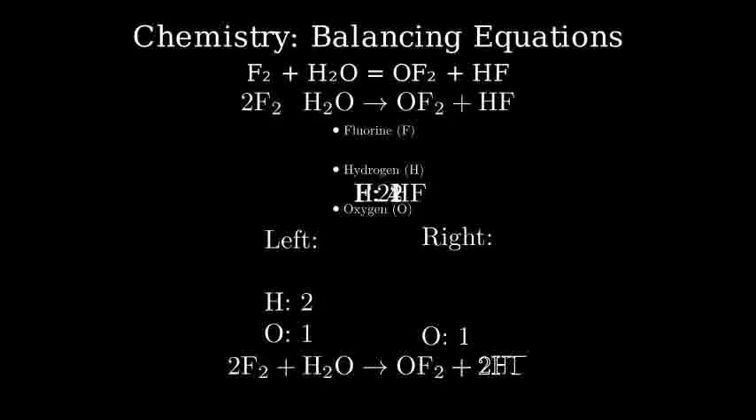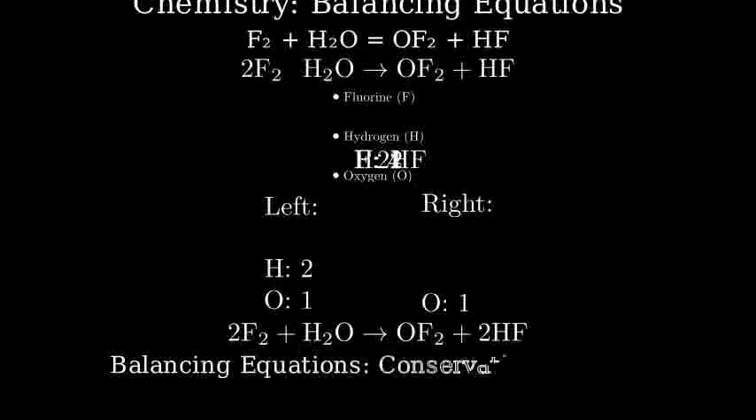Now, let's reevaluate to check our work. We have balanced numbers of all elements on both sides of the equation. With the coefficients added, our balanced chemical equation is now clear. Perfect! This is our balanced chemical equation: 2F2 + H2O = O2 + 2HF.